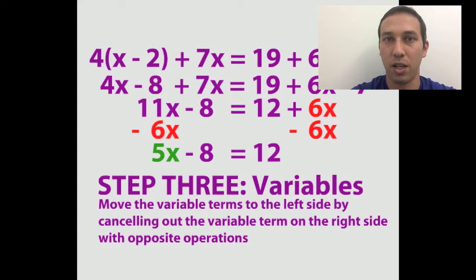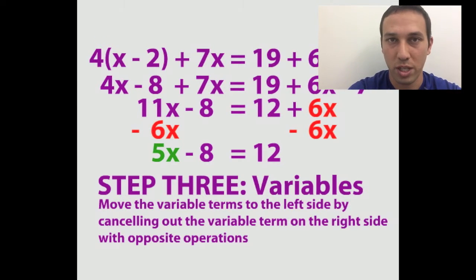Now that we've simplified both sides of the equation, we can start isolating the variable, getting it all by itself on one side of the equation with one constant on the other side. The first thing we're going to do is get the variables all on one side. So in step 3, what you'll need to do is move all of the variable terms in your equation to the same side. If you only have the variable on one side of the equation at this point, you'll probably want to leave it on that side.